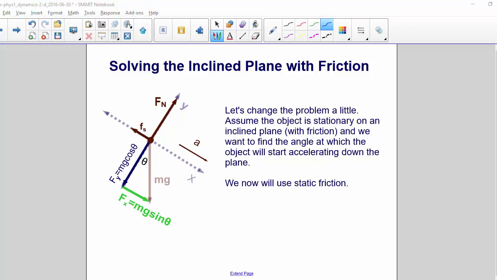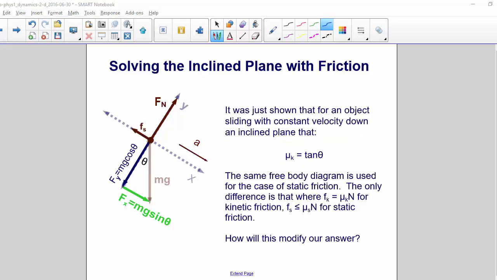Let's change that problem a little and assume that the object is stationary on an inclined plane with friction, and we want to find the angle at which the object will start accelerating down the plane. We will now use static friction. We just showed that for an object sliding with a constant velocity down an incline, mu k was equal to tan theta. The same free body diagram is used for the case of static friction.